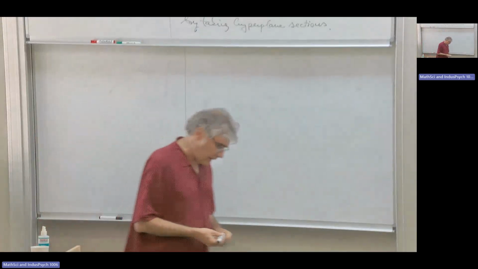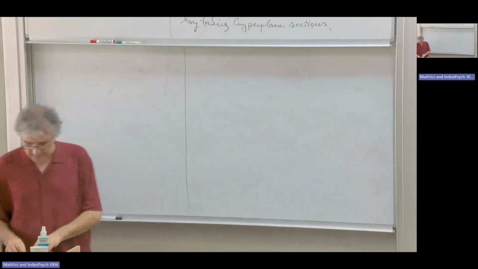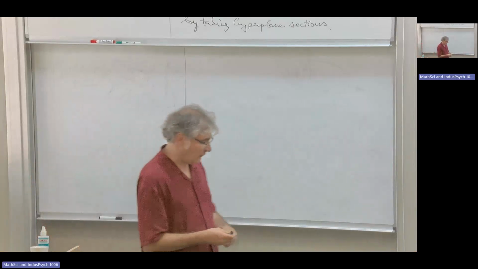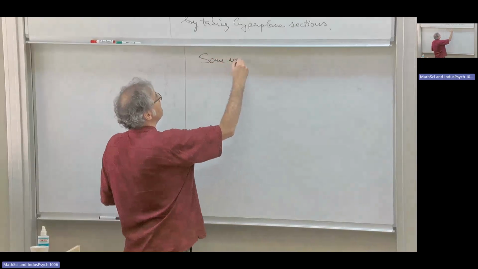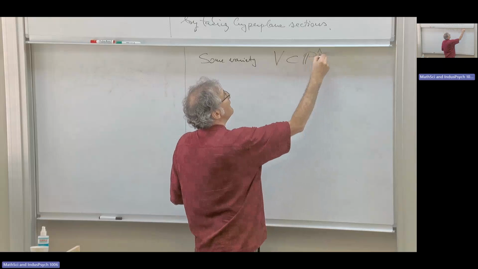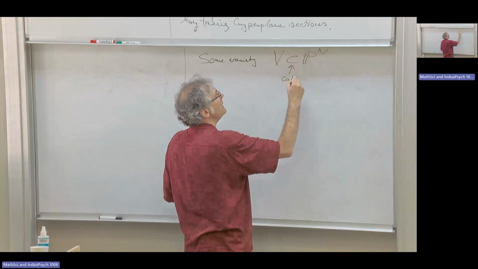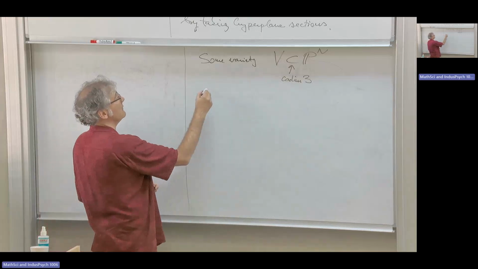So again, I'm going to be very naive about this, and I say, does anyone know a ring of this form? So what do I want? I want some variety V inside some projective space, Pn, of codimension 3, and given by 5 quadrics.